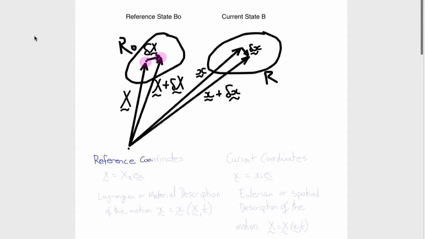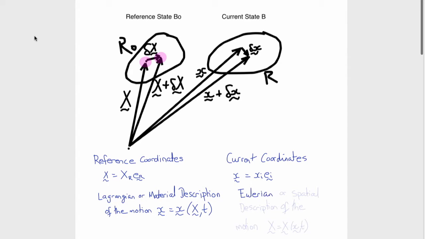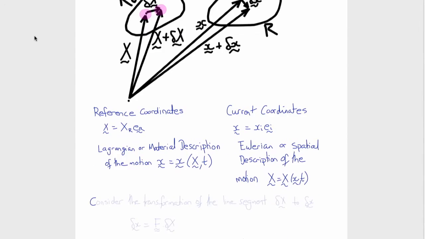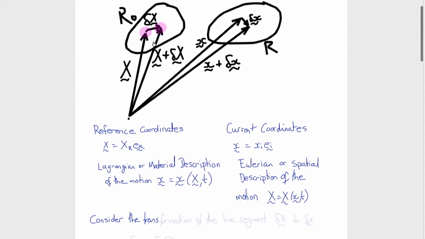So the reference coordinates are components of the position vector capital X. And the Lagrangian or material description of this motion is little x equals little x of big X and t. The current or deformed coordinates are components xi of the position vector little x. The Eulerian or spatial description of this motion will be big X equals big X of little x and t. So now we can consider the transformation that takes delta big X to delta little x.